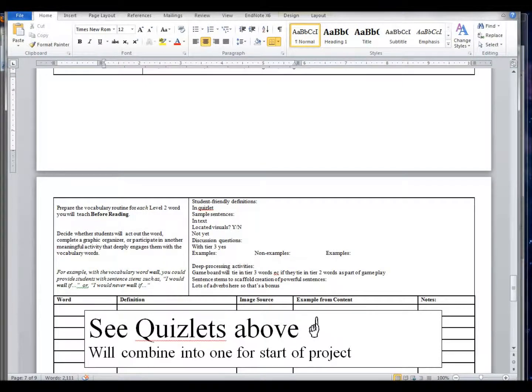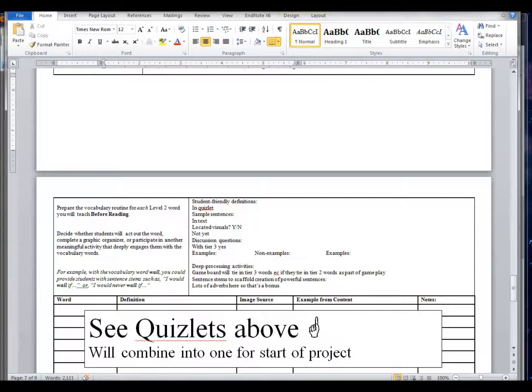The sample sentences will be pulled directly from the text. I haven't located visuals yet, but I'm pretty handy with Google Images, so that's probably where I'll get them. The discussion questions are going to be phrased around the tier 3 words, which are the narrative element words, and I don't think I'm going to give non-examples. I think this unit, because it's early, I'm just going to give examples.